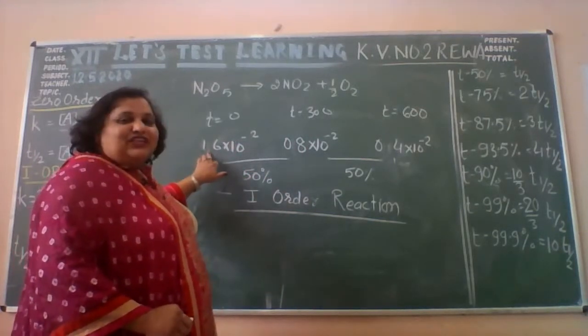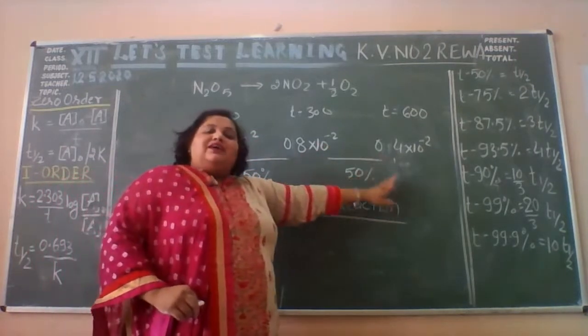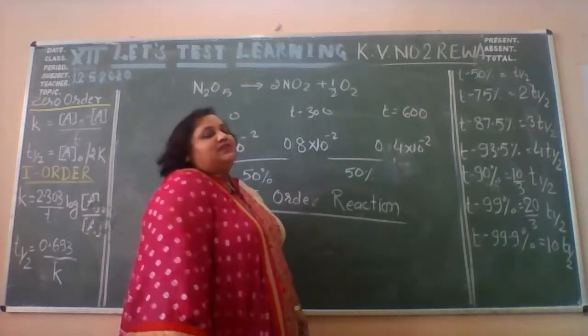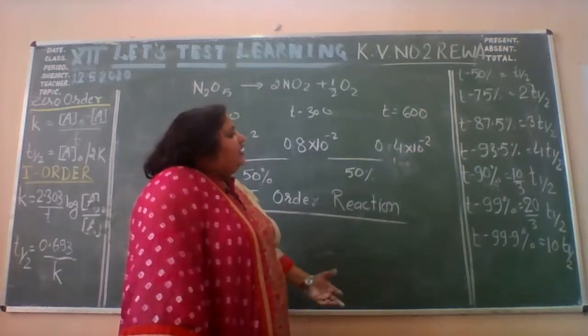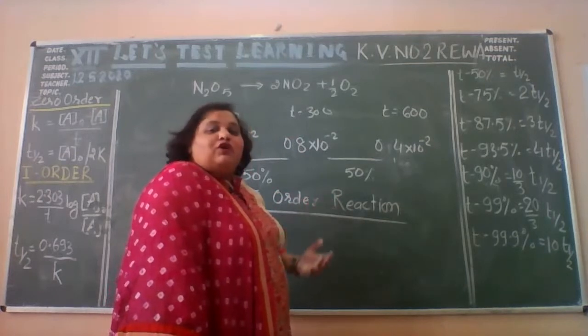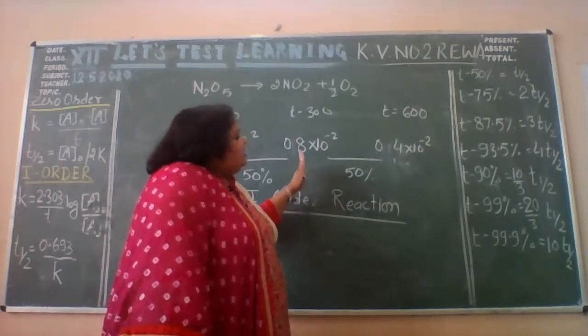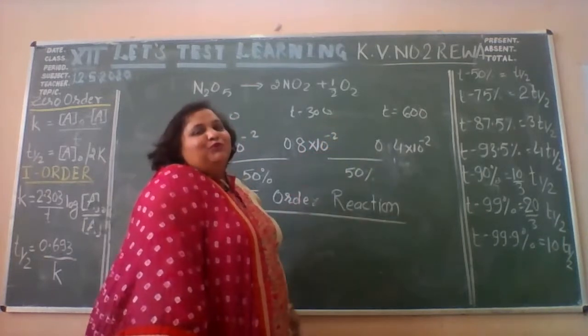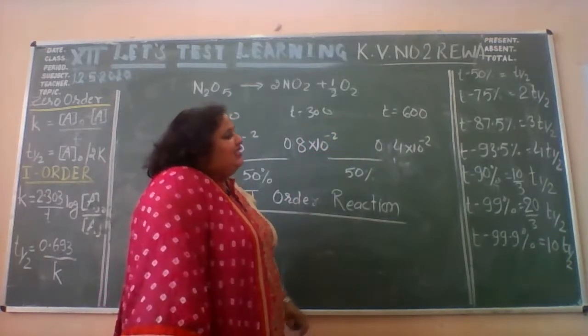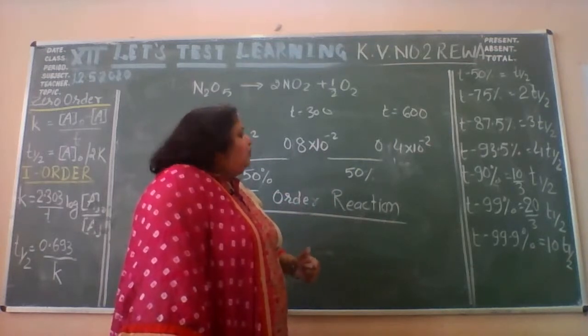Here the initial concentration is this. Here the initial concentration is this, but the half lifetime period is same. Do you think this kind of table can be used for the zero order reaction? No. The correct explanation, correct data I'm using for the correct answer. How to do in the CBSE exam, that trick also I'm going to give you.